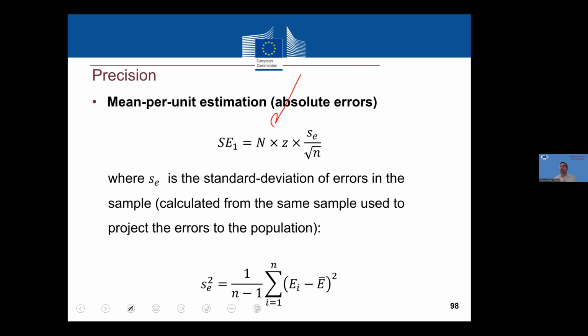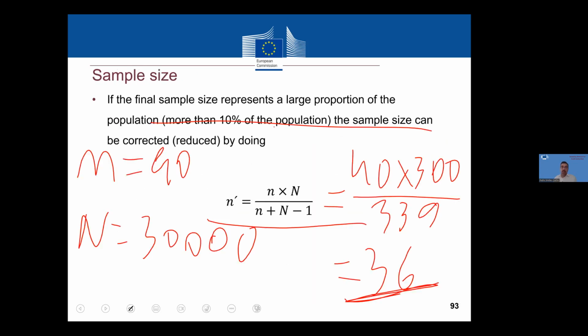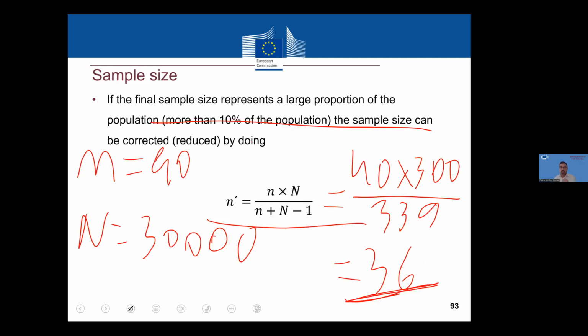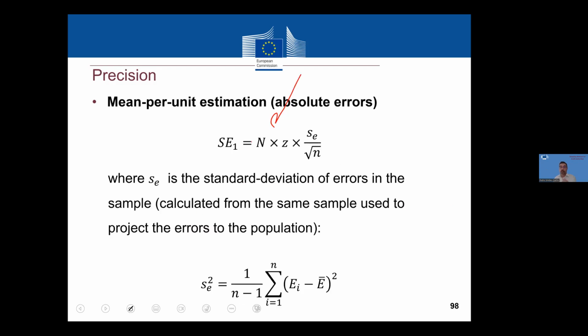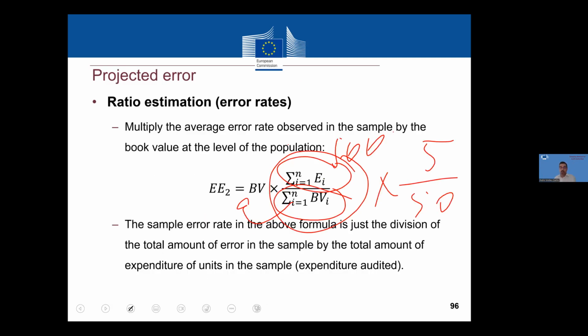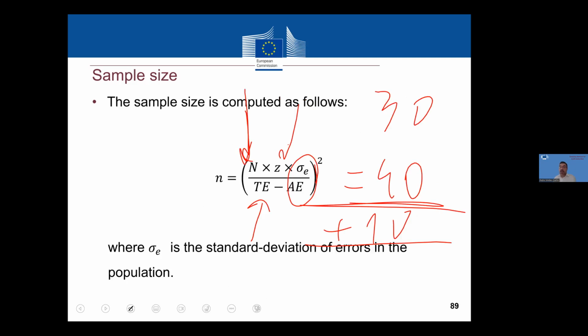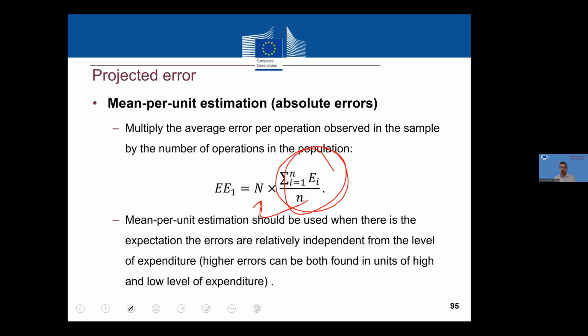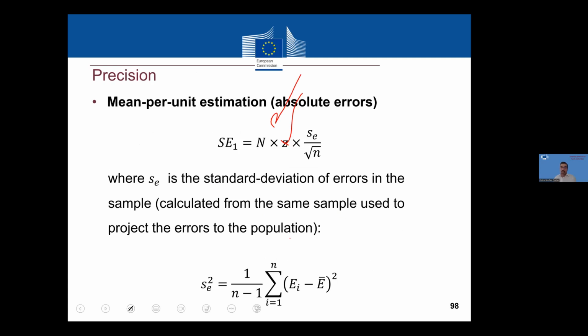The population size, capital N, which is nothing more than the same population size that you have used here for sample size calculation. It's basically the same. How many operations or whatever are my sampling units do I have in the population? Another parameter, Z. Again, no doubt. The Z that I'm going to use here to calculate precision is the same Z that I have used here for sample size calculation. If I'm working with a 70% confidence level, for instance, Z is 1.3036.